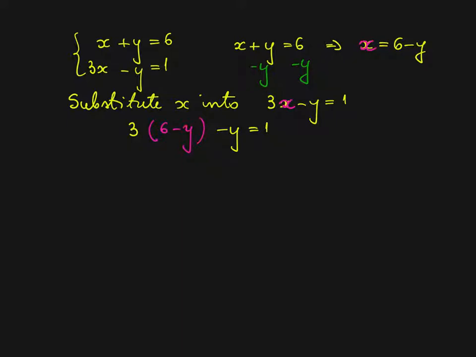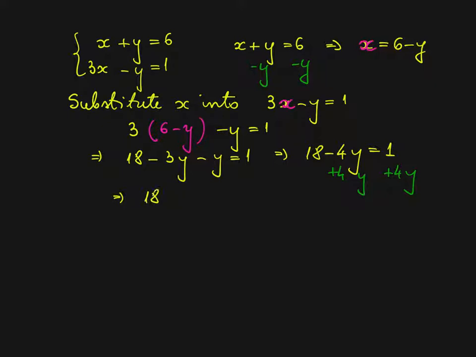So my second equation becomes 3 times, and my x was 6 minus y, equals 1. Open the brackets, 18 minus 3y minus y equals 1. Therefore, 18 minus 4y, collect like terms, equals 1. Add 4y to both sides so that I work with positive numbers. Therefore, 18 equals 1 plus 4y. Subtract 1 from both sides. Therefore, 17 equals 4y. Divide by 4. So y equals 17 over 4, exactly the same as on the previous slide.